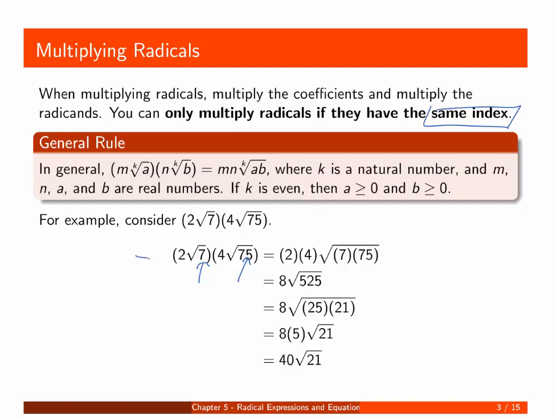So take a look at this example right here. 2 root 7 times 4 root 75. Basically, you're going to multiply like terms. So 2 times 4, they're both integers, are multiplied by each other right here. Then 7 times 75 will be done underneath the same radical sign. That's why the index is all you need to be the same.